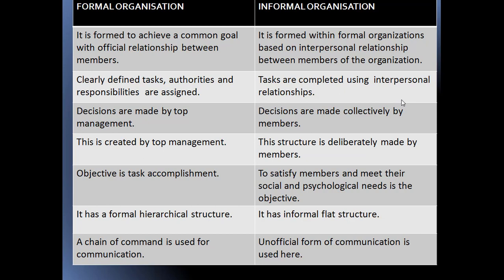Decisions are made by the top management in formal organizational structure, whereas decisions are made collectively by the members in the informal organizational structure. The formal organizational structure is created by managers or top management, and the informal organization is a structure which is spontaneously made by the members, that is, it is a social group. The objective of formal organizational structure is task accomplishment, and the objective of informal organizational structure is to satisfy its members and meet their social and psychological needs, right?